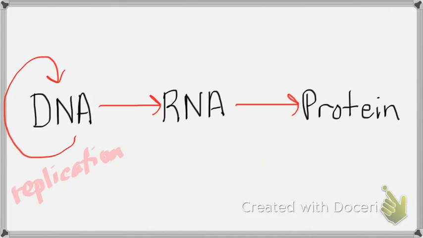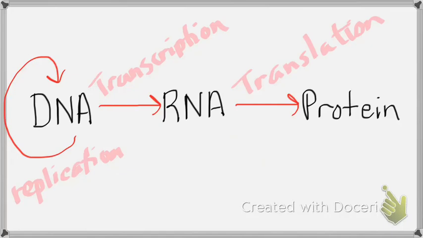Okay, then the next arrow shows me that you can take DNA and make RNA from it. What would that be? That one's transcription. Good. And the last one shows that I can take RNA and make protein from that. Translation, yes. And we're going to practice those words as we continue.